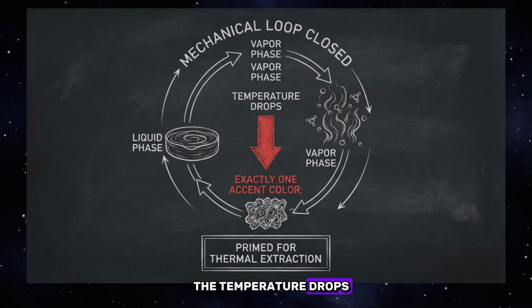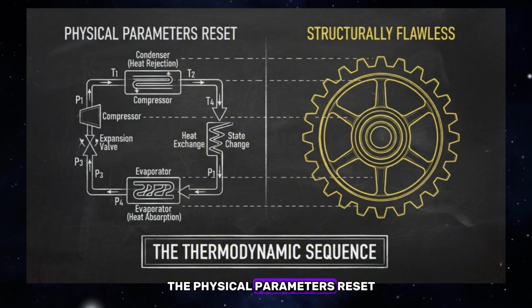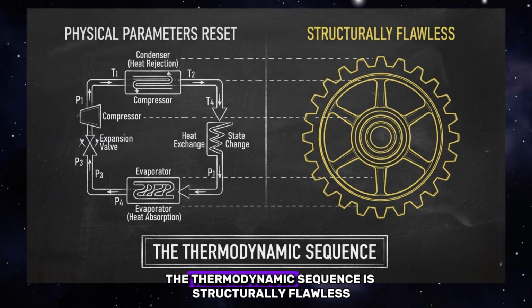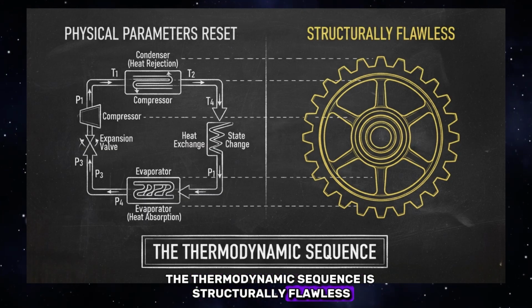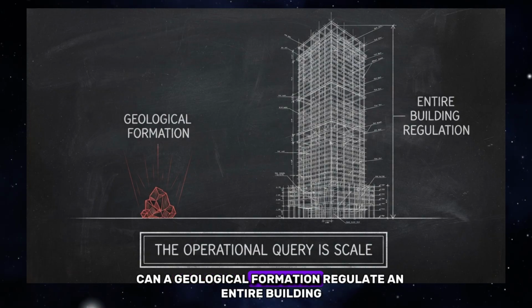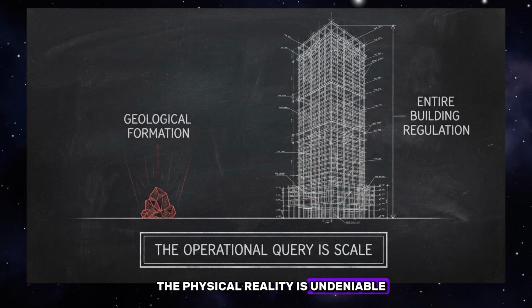The temperature drops during liquid evaporation into the matrix. The physical parameters reset when external heat purges the trapped vapor. The thermodynamic sequence is structurally flawless. The operational query is scale. Can a geological formation regulate an entire building? The physical reality is undeniable.